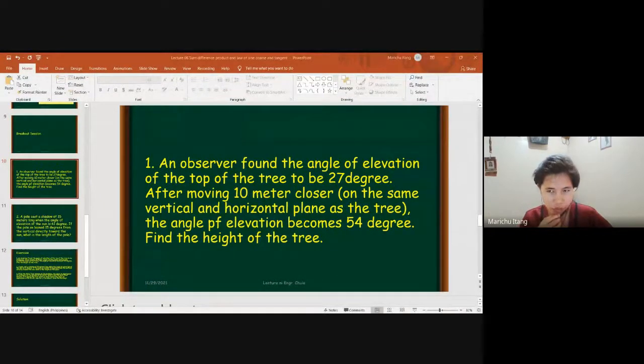So you only have 2 minutes for the group of Dublin. Just tell me if you are done. An observer found the angle of elevation at the top of the tree to be 27 degrees. So after moving 10 meters closer to the tree on the same vertical and horizontal plane as the tree, the angle of elevation becomes 54 degrees. So you are going to find the height of that tree.